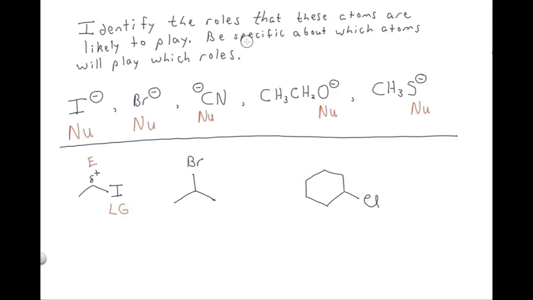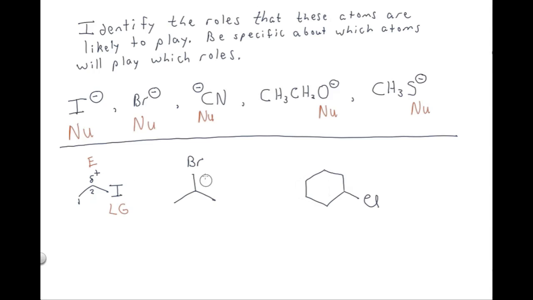So again, this is what I mean by being specific about which atoms will play which roles. Be specific about which carbon will be the electrophilic carbon. It's this carbon in this case. To be more specific, we could say carbon 2 here will be electrophilic. Now let's try to apply that to these molecules. You might want to pause the video and try these examples again in light of what we just learned from this example.